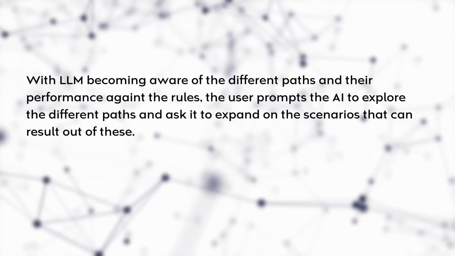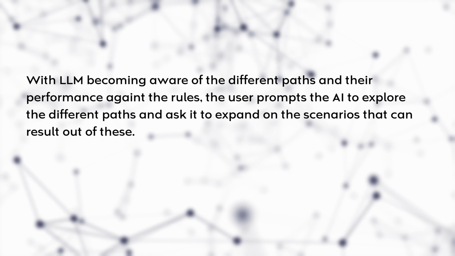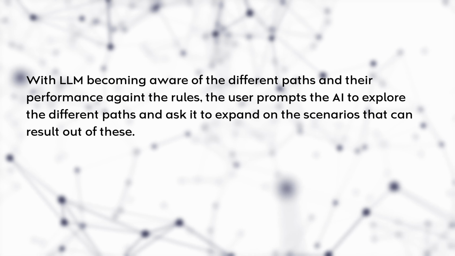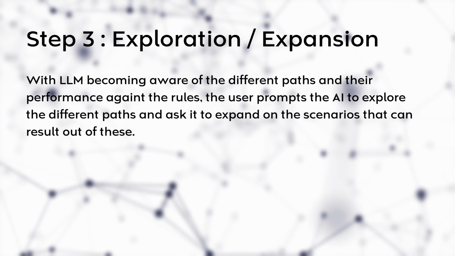After that, the model will become more aware of the different paths and how they perform against the set of rules. Now, with that knowledge, you prompt the AI to explore different paths and ask it to expand on the scenarios that can result out of these. This is the third step, which is called exploration or expansion.